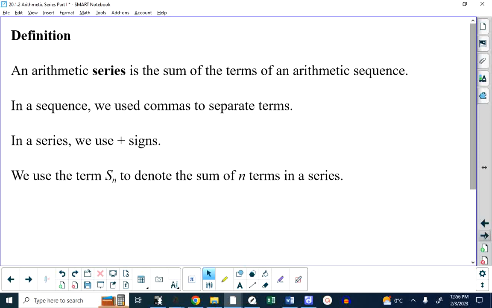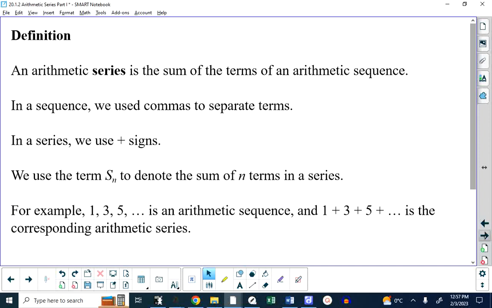We also use this notation to talk about the sum of the terms. It's S sub n, and it's used to denote, all that means is it's used to describe the sum of the terms. This right now is a little abstract without any specific numbers to talk about, and that's what we're going to look at in just a minute.